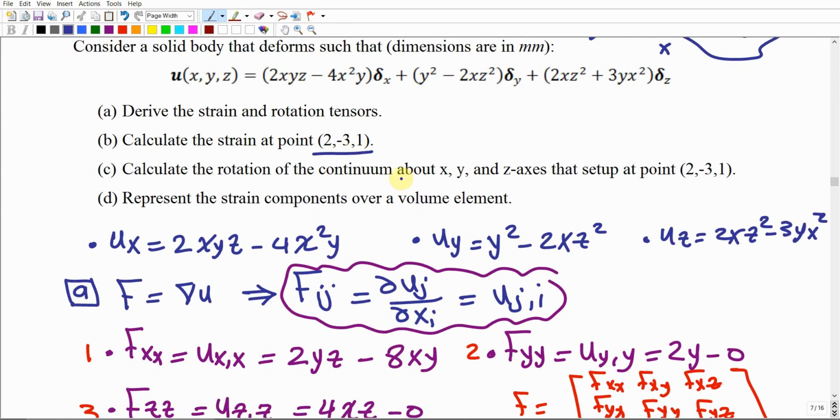How about the rotation of the continuum? In this requirement, it is required to calculate the rotation of the continuum about x, y, and z. It means that we are interested in finding theta x, theta y and theta z. These are the rotations about x, about y, and about z. It means that we are interested in the rotation vector, not the tensor. But definitely we have to find the tensor components first, then use them to find the components of the rotation vector at 2, -3, 1.